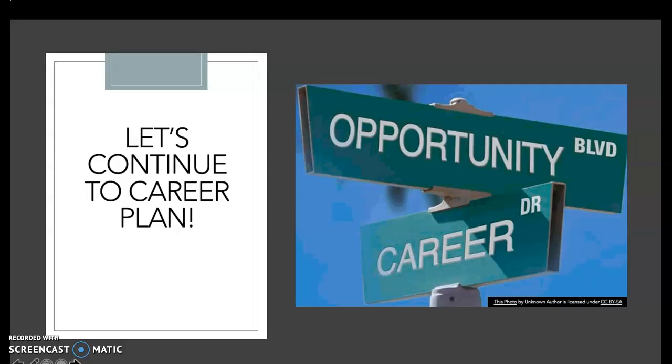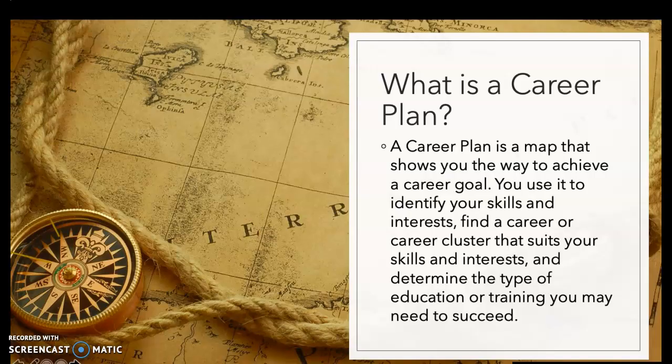Today, we're going to continue to talk about learning about the career plan. What is a career plan? So glad you asked. It's basically like a map that shows you a way that you can achieve your career goal. You can use it to identify your skills and interests, find a career or career cluster that suits your skills and interests, and determine the type of education or training you may need to succeed.